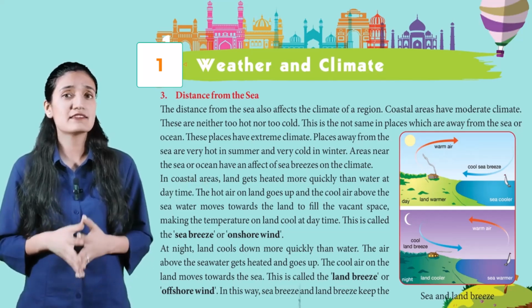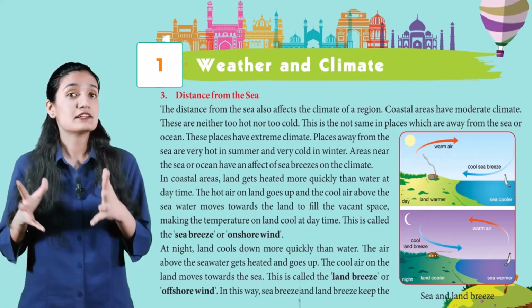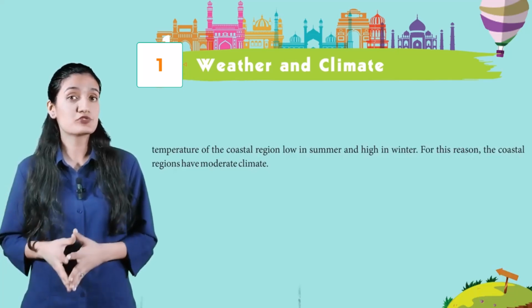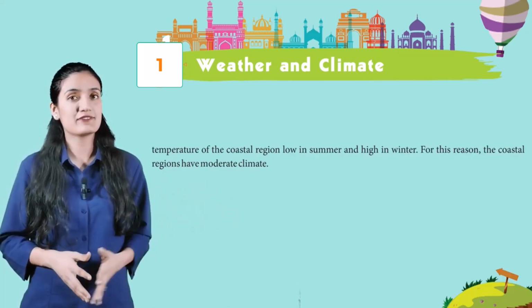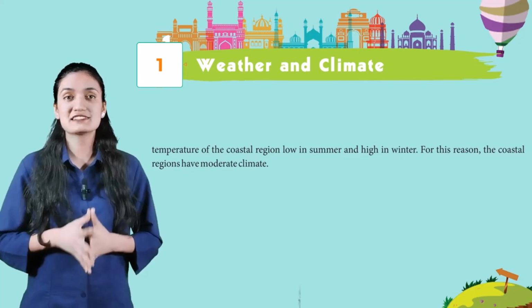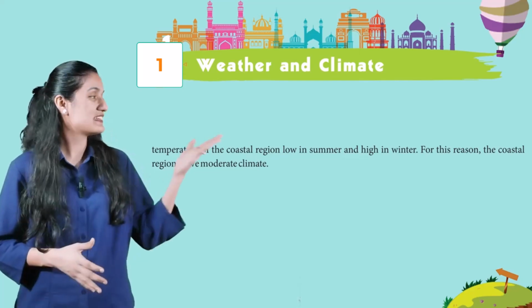In this way, sea breeze and land breeze keep the temperature of the coastal region low in summer and high in winters. For this reason, the coastal regions have moderate climate.